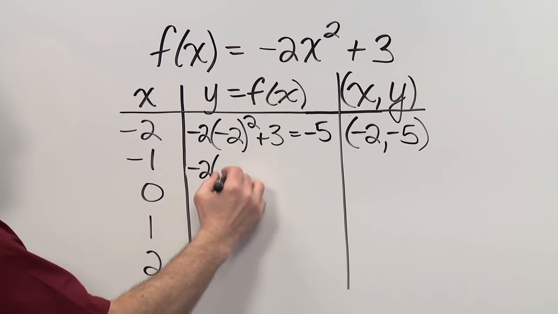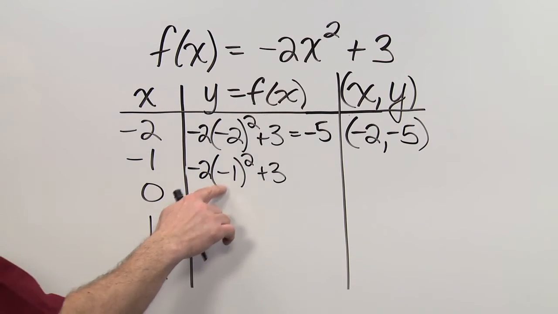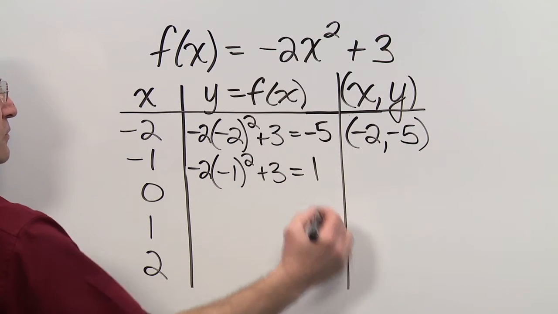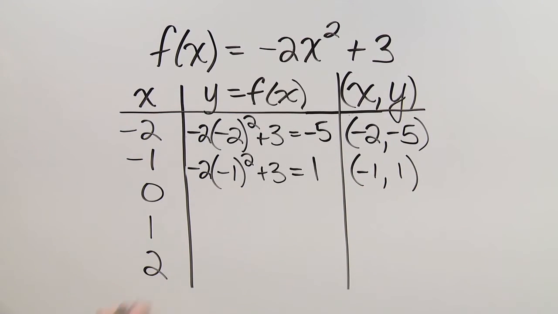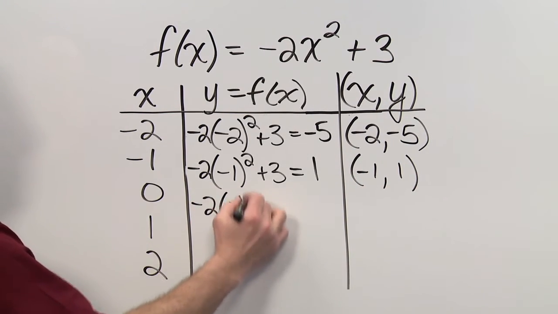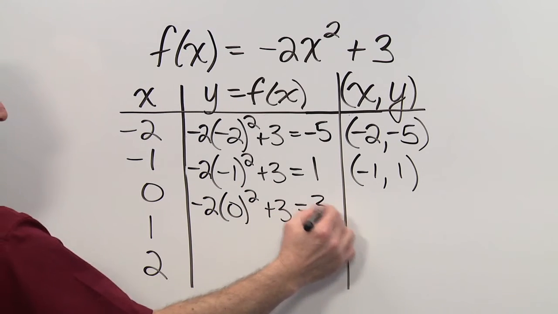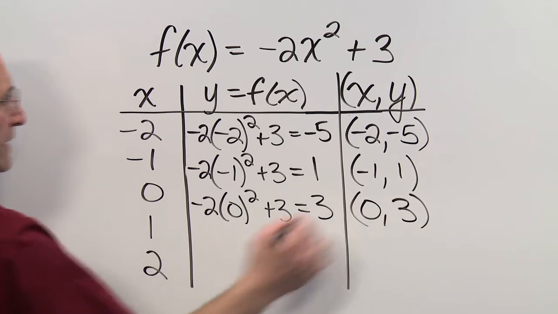Let's do the same with -1. So we'd have -2 times -1 squared plus 3. -1 squared is 1, times -2 is -2, plus 3 is equal to 1. So we have a point -1 comma 1. When we substitute in 0 and evaluate it, you'll see we have that it's equal to 3. So we have the point 0 comma 3.